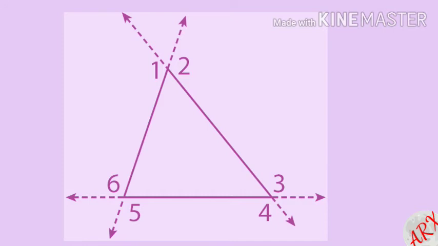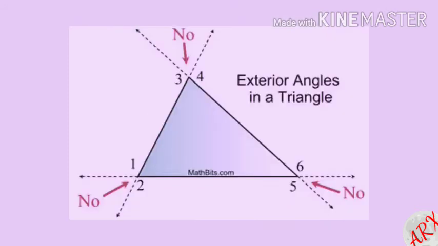For one triangle, a total of 6 exterior angles can be drawn, as you can see in the figure. Now the angles which you can see on the screen are not exterior angles because they are not in a linear pair with an angle of the triangle.